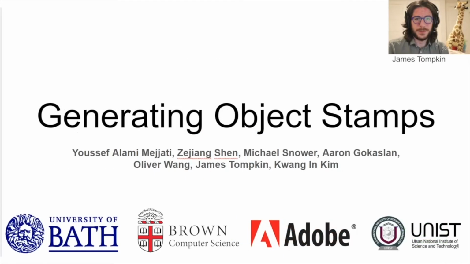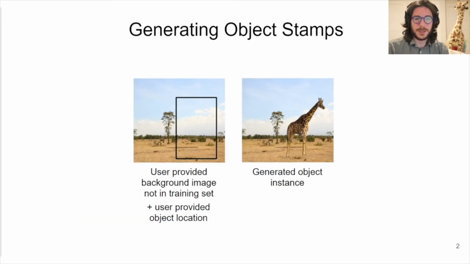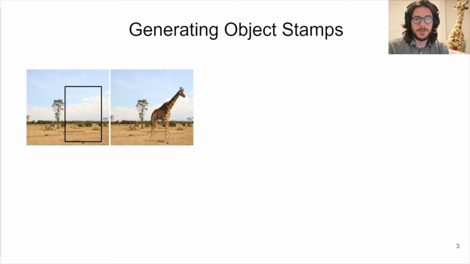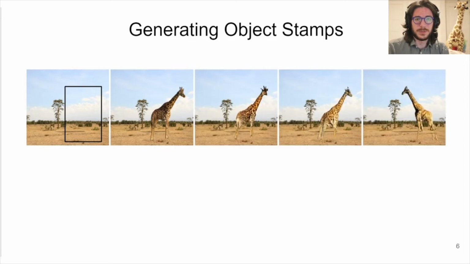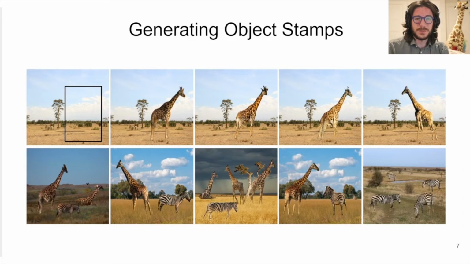Hello everybody, I'm here to talk about generating object stamps, and this is work primarily by Yusuf Majati. So our task is to take a background, which is not in the training set, and a bounding box, and then create an instance of a particular class. And we want to be able to give ourselves control over that class, such that we can manipulate the texture, such that it matches the lighting and the pose, and to be able to build up these scenes using objects of different shapes and textures.